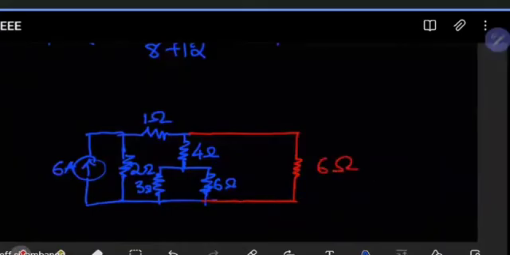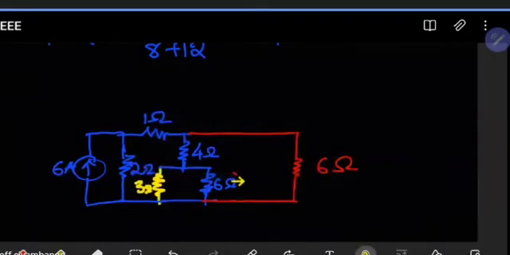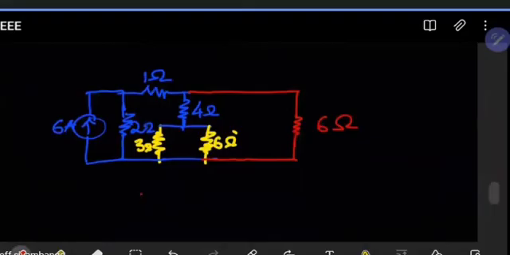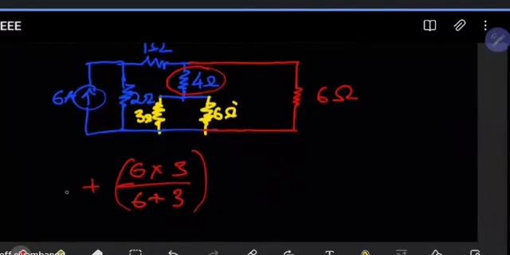Let's pick it up from here. You see that the 6 ohms currently is not really doing anything, but look at these two here, the 3 ohms and the 6 ohms. The two are in parallel and can be combined. So we have 6 by 3 over 6 plus 3. Then, just like before, their parallel combination is in series with the 4, so I'll add the 4 there. We have 18 over 9, which is 2. 2 plus 4 is 6. So this gives us 6 ohms here.